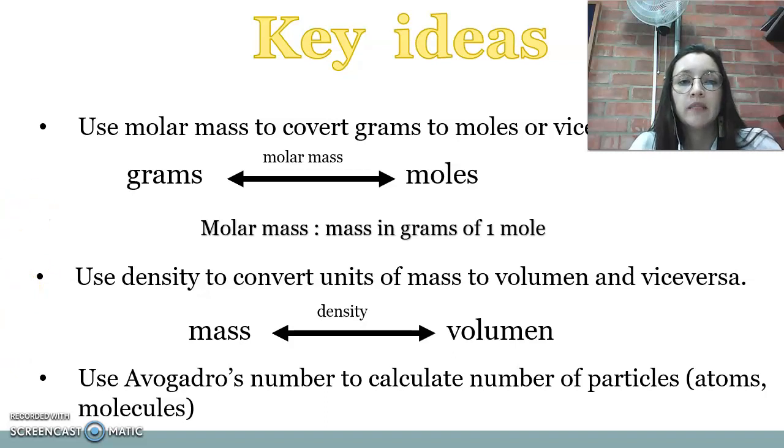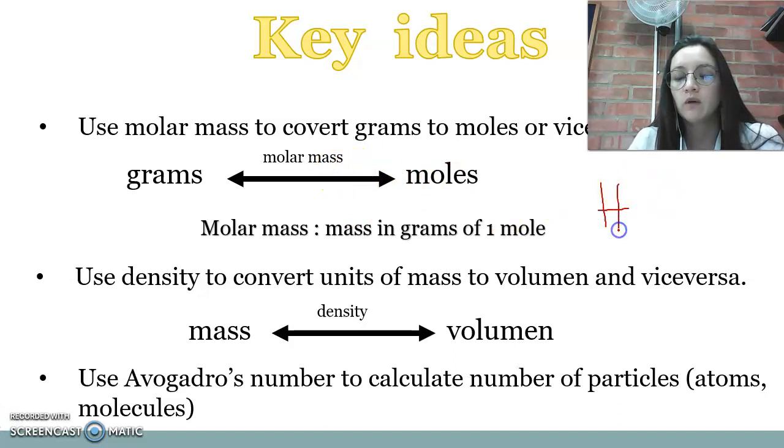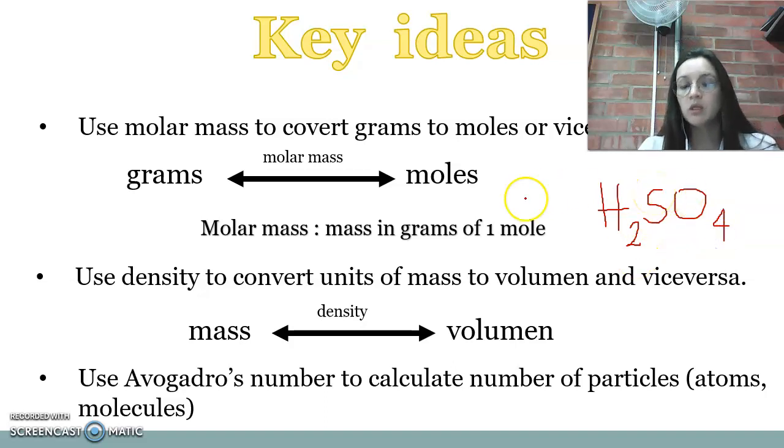Okay, so these are the key ideas of the conversions that we are looking at so far. We are doing a lot of conversions of grams to moles or moles to grams, and we always do that conversion using the molar mass of the compound that we are interested in. Just a reminder, the molar mass, for example, if you have H2SO4, let's say that's my formula. If you are given an amount of this compound in grams and you need to change it into moles, you calculate the molar mass of it in order to do that conversion.